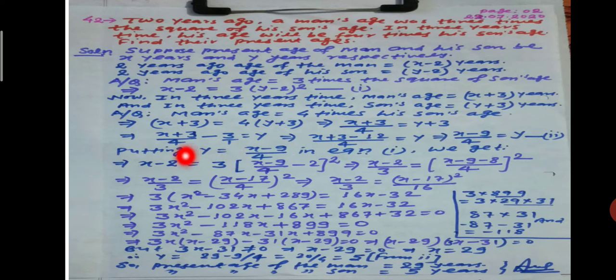This implies that take the LCM of 4 and 1. 4 will be the LCM, x plus 3 and 4 times 3 is 12, will be equal to y. This implies that x minus 9 by 4 will be equal to y. Let us consider it as equation second.